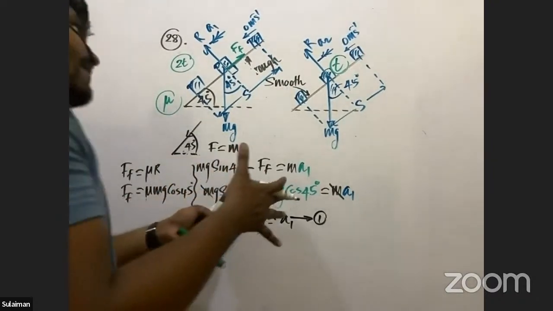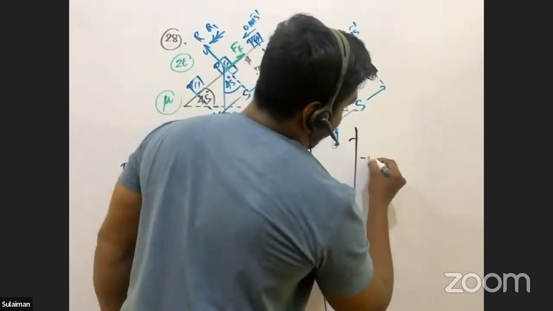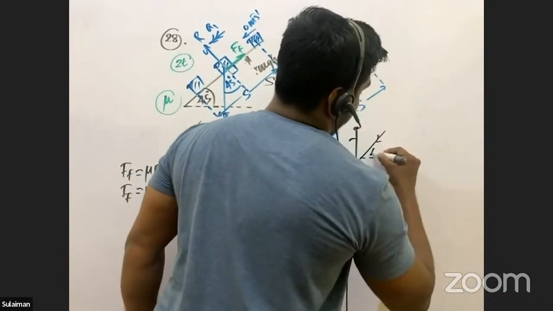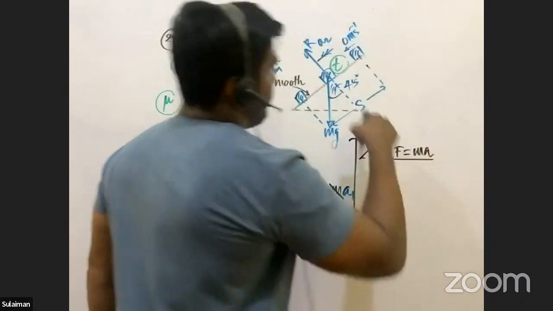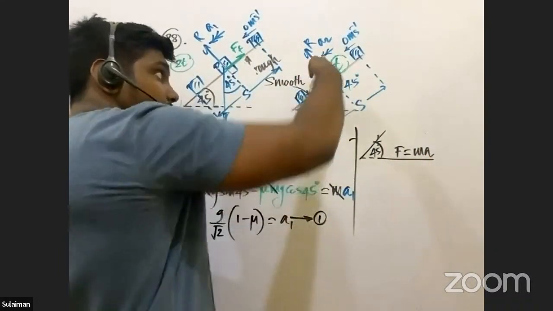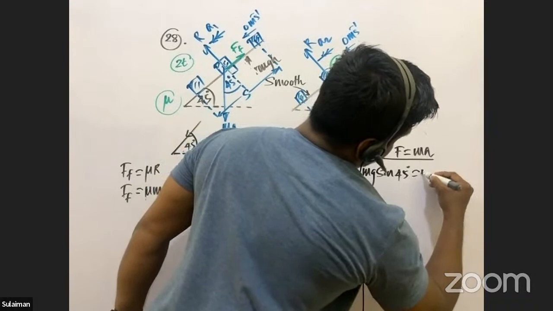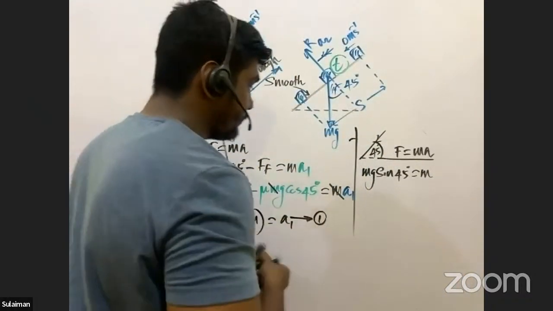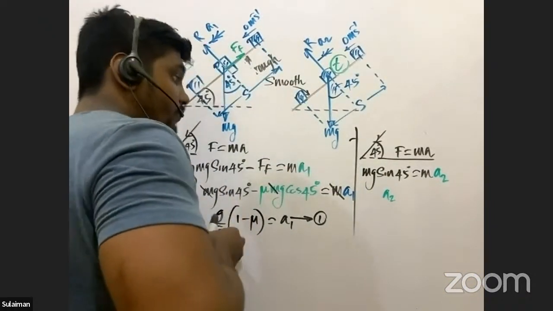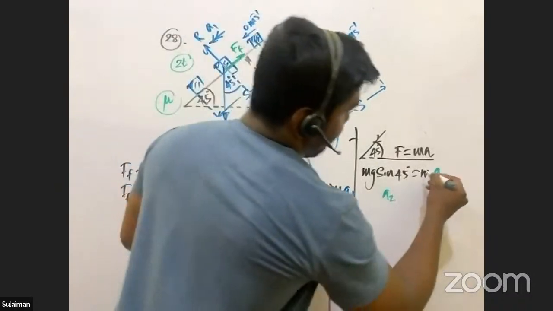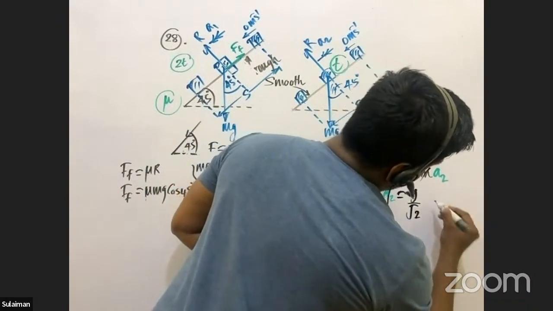Now likewise, in a very similar manner we are applying F equals ma along the plane in the downward direction. This time, there is only one force along the plane, mg sin 45. Acceleration is A2. So you will get your A2 as, m cancels out, g sin 45. That means g sin 45 is g over root 2. Your equation 2.